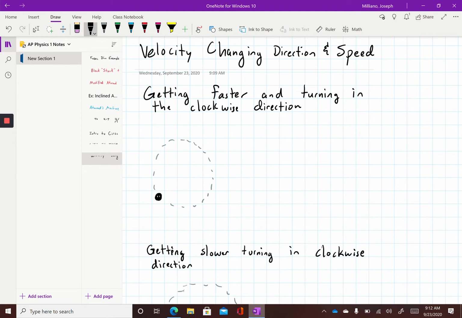So let's look at the first example here, which is an object that is getting faster and turning in the clockwise direction. Let me make this motion map a bit better. It starts off with a slow speed in that direction, and then gets faster. We'll label these 0, 1, 2, 3, where the distance it covers each second is increasing. We'll put arrows to represent that clockwise direction.